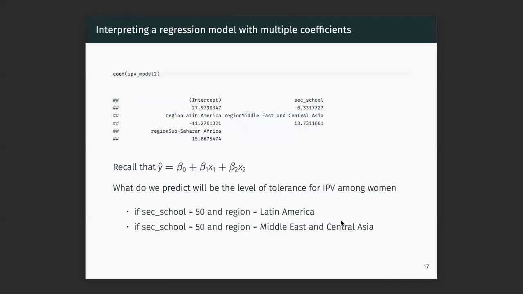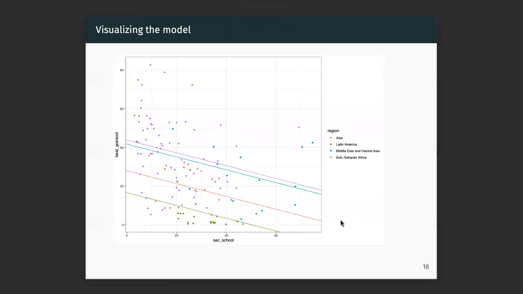The association. See, my training was to think of it like effect, and I'm still trying to undo that, right? Because it's wrong. But the association between secondary schooling and our outcome is -0.3, and that doesn't depend on region. Our model says that's not a function of region. We get the same association everywhere, but we get different starting locations. They have different average levels. Effectively, we're saying that each region has a different average level of tolerance for intimate partner violence, and we're going to let the intercept term in our model account for that.